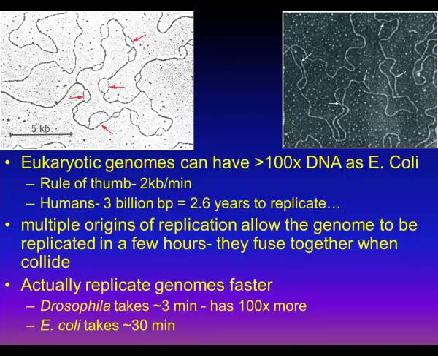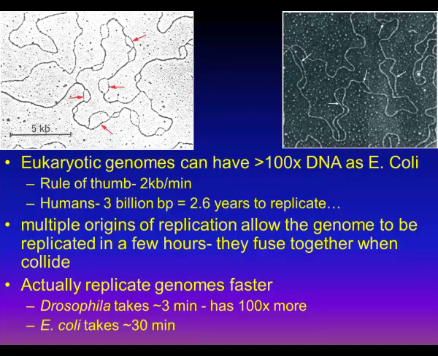Compared to prokaryotic genomes, and a genome just refers to all of the DNA in a cell, eukaryotic genomes have about 100 times as much DNA as E. coli. And generally speaking, the rule of thumb for DNA replication is that the replication process proceeds so that about 2,000 base pairs are being replicated per minute. That's pretty fast, actually, for an enzyme. But think about this. Human beings have about 3 billion base pairs of DNA in each cell.